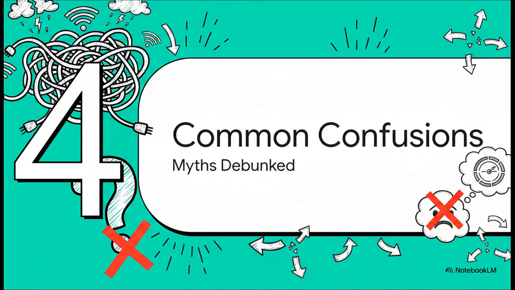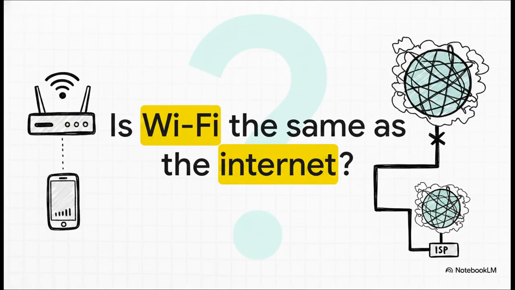Which leads us to Section 4, clearing up common confusions, myths debunked. Before we wrap this up, we've got to address a massive misconception. Is Wi-Fi literally the exact same thing as the internet? The answer is an emphatic no. If you've ever looked at your phone, seen full Wi-Fi bars, but found that websites absolutely refuse to load, well, this is exactly why. Wi-Fi is merely the wireless local connection to your access point and router. The internet is the massive global network outside your home. So your Wi-Fi connection locally can be perfectly fine, but if your modem loses its connection to the ISP, you have zero internet.